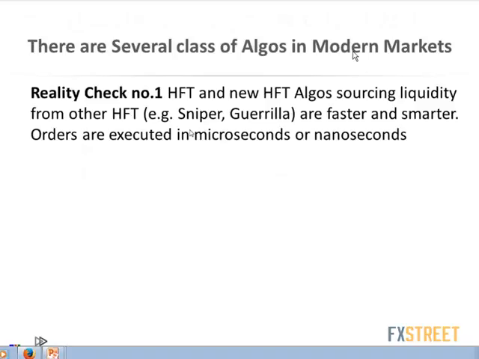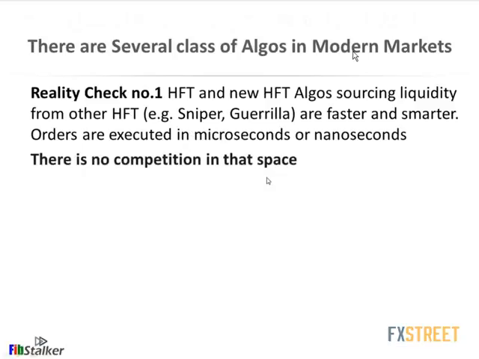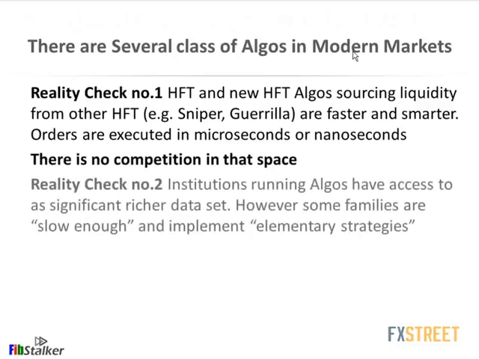Now, HFT are faster and smarter, and orders can be executed in microseconds or even nanoseconds. So it's not really something that affects us, as Fib Trader was saying before. So there is no competition in that space. You can leave that away. Reality check number one: institutions run algorithms and have access to a significantly richer data set compared to what we can get as retail traders.